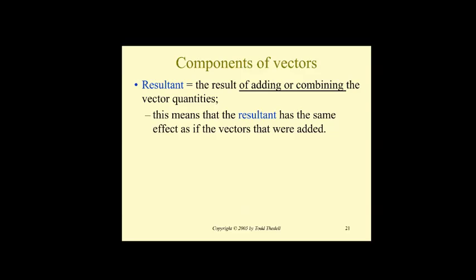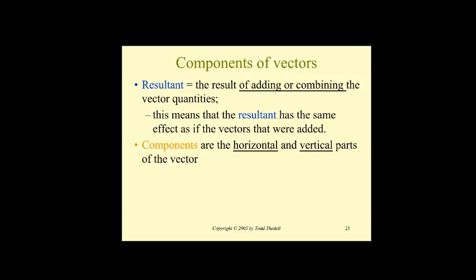Okay, so components of vectors. The resultant is the result of adding and combining vector quantities. This means that the resultant has the same effect as the vectors that were added. So two vectors are added. It's sort of like the airplane and the wind are two vectors, and the result is what happens when they're both acting on the plane.